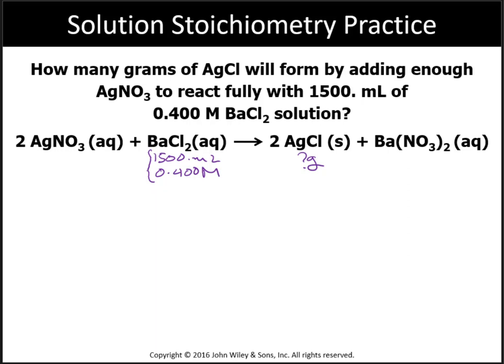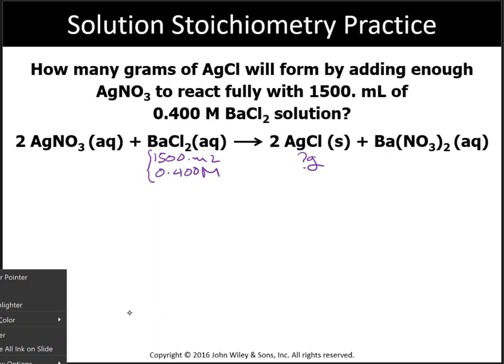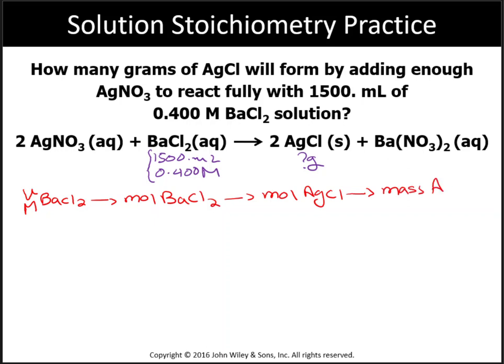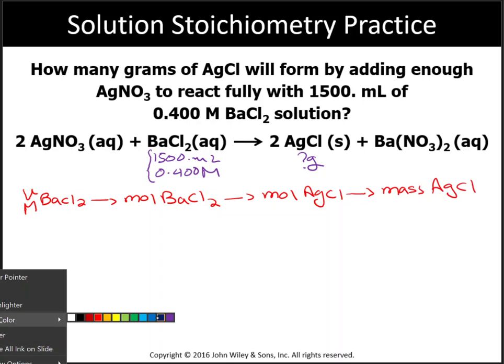So my first step should be finding the number of moles of barium chloride. Based on the volume and molarity of barium chloride, I want to find moles of barium chloride. Once I find moles of barium chloride, I do the mole to mole ratio, I find moles of silver chloride. And then we're going to use the molar mass of silver chloride to find the mass of silver chloride.